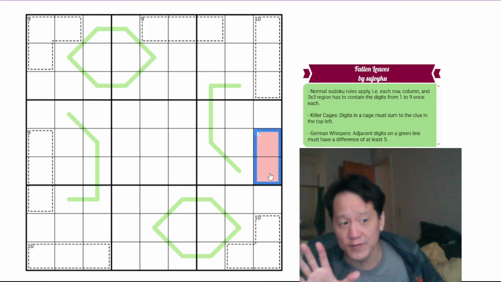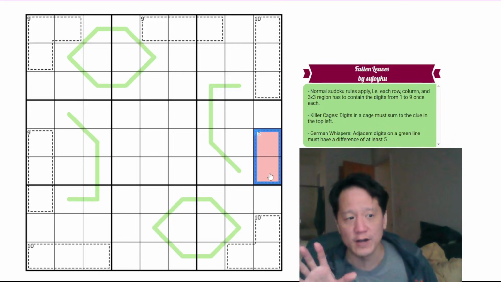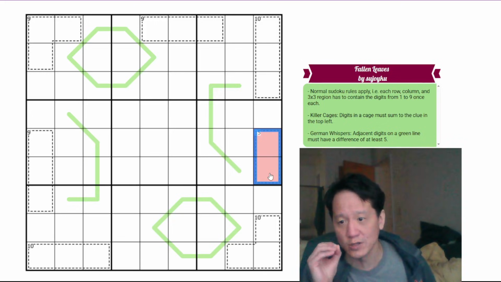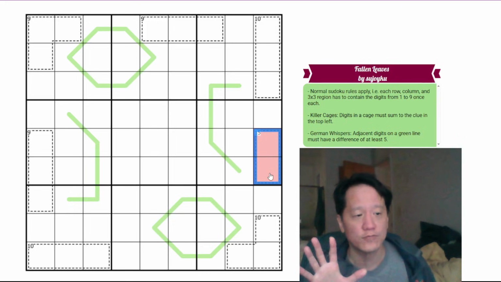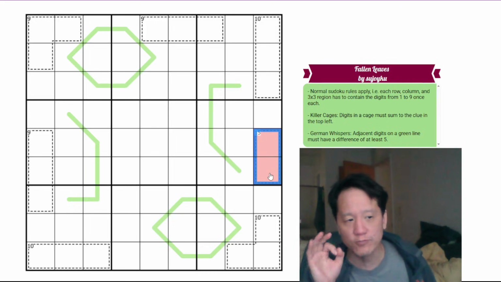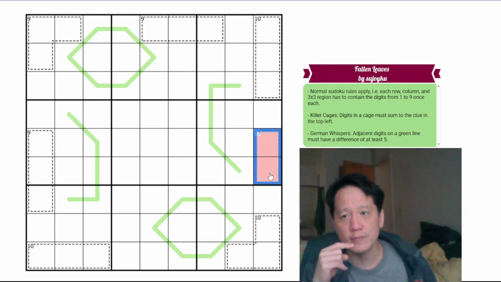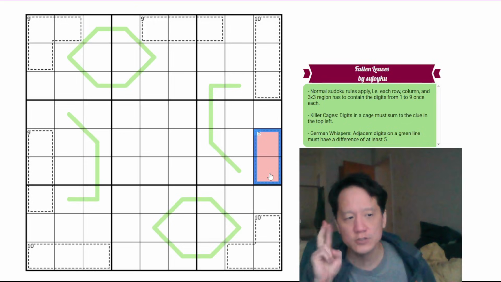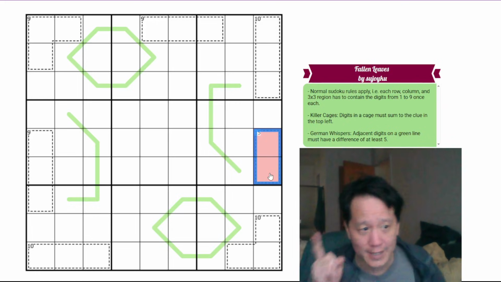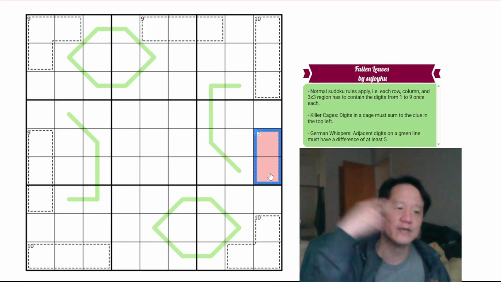You cannot have a 5, because if you subtract 5 or more from 5, you get 0 or less. If you add 5 or more to 5, you get 10 or more, none of which are normal Sudoku digits. But if you have a low digit on a whisper 5 line, what digits can be next to it? 1 can be next to 6 through 9, 2 can be next to 7 through 9, 3 can be next to 8 or 9, and 4 can be next to only 9, which are all high digits. So next to a low digit, you must have a high digit.